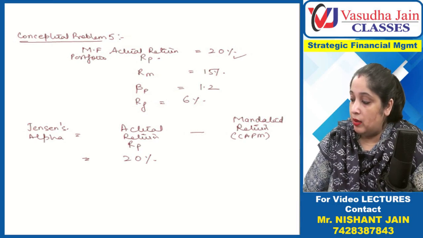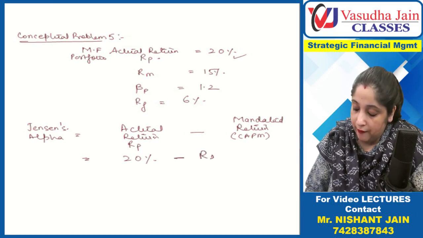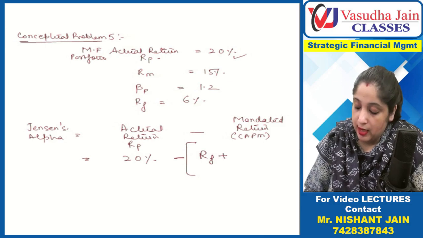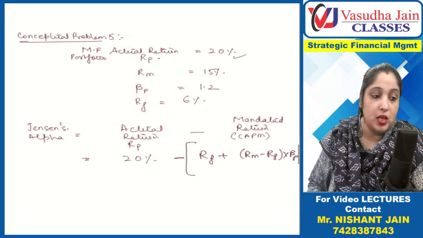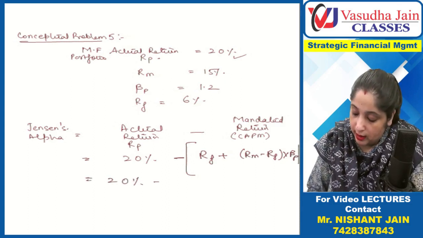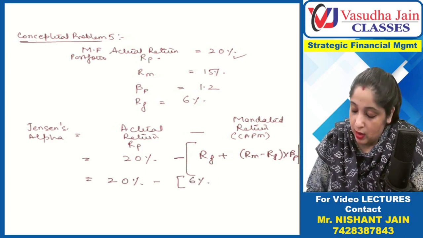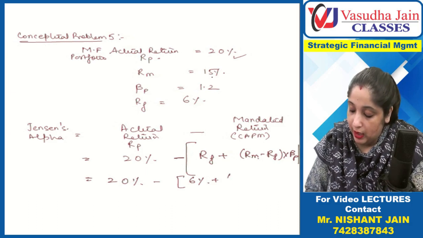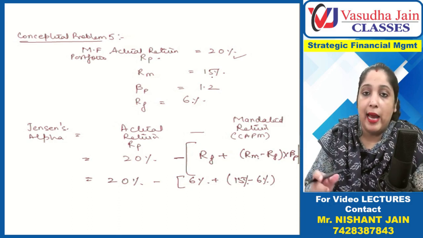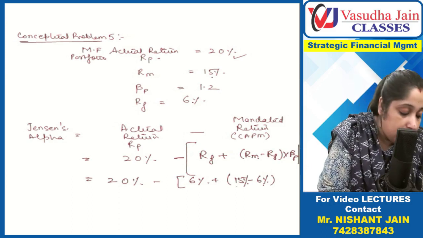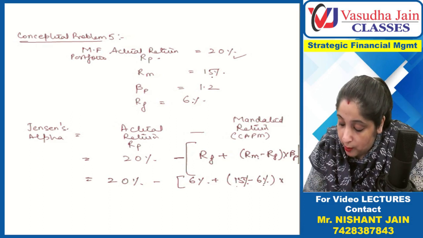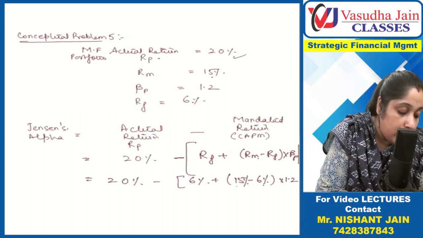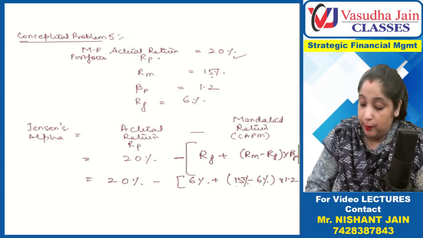Now, what is the CAPM return formula? RF plus, in a bigger bracket, RM minus RF, into the beta of the portfolio. This is your CAPM model. So, my dear students, RF, the risk-free rate of return, is how much? 6%. Plus, what is the return from the market? 15%. The risk-free rate of return is 6%. So this is the excess return we are getting from the stock market. So how much excess return is the stock market giving us? 9%. But the stock market has only 1 beta and our portfolio has 1.2 beta. So how much excess return should our portfolio give? 10.8.